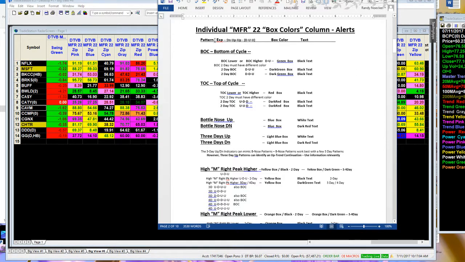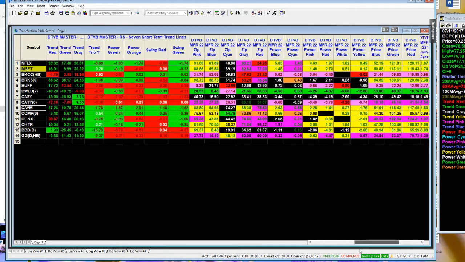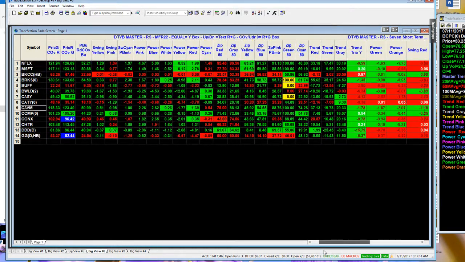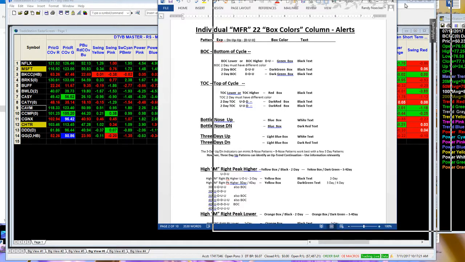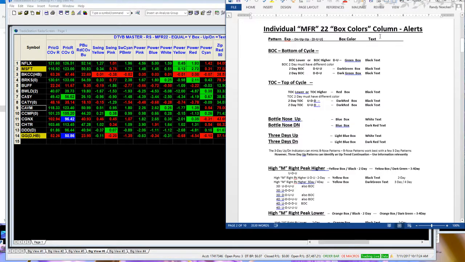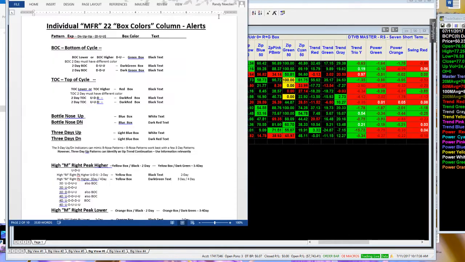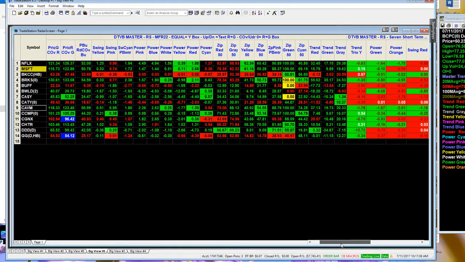Now this happens to be the individual one. I'm going to move this over here a second. This is the one that I'm referring to that I have open at the moment. And this particular one here references this particular indicator right here. And it tells you that you have a BOC. Oops, wait a minute, I'm on the wrong one. I did that exactly the opposite. This one here is on the individual ones.